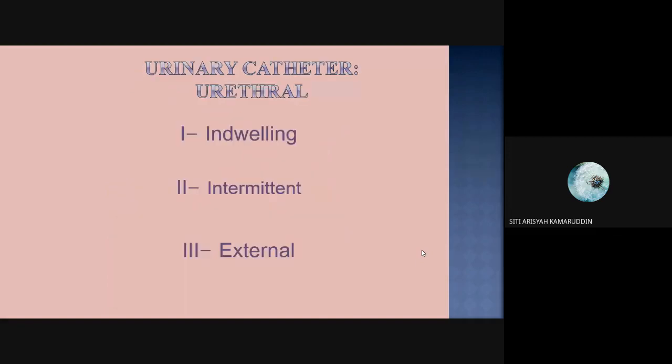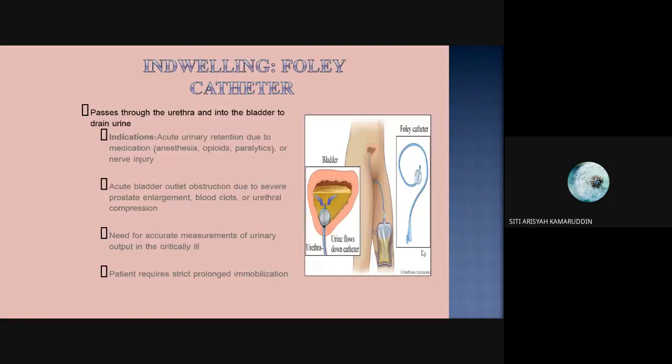Okay, next slide. So indwelling catheter is also known as Foley catheter. It passes through the urethra and into the bladder to drain the urine. The indications are for acute irritation after surgery, anesthesia, or nerve injury, and also to relieve acute bladder outlet obstruction due to severe prostate enlargement, blood clots, or urethral compression. Need for accurate measurements of urinary output in critically ill patients, and patients who will require strict prolonged immobilization.